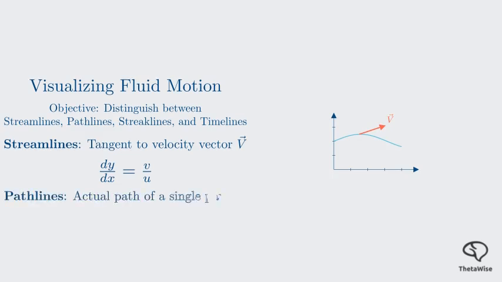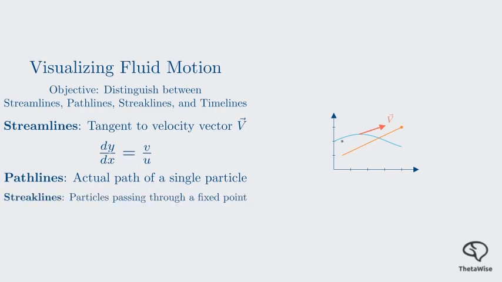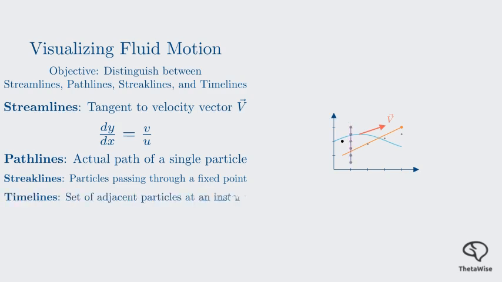Second, path lines. A path line is the actual trajectory traveled by an individual fluid particle over a period of time. Think of it like a long exposure photograph of a glowing buoy in the ocean. Third, streak lines. This is the line formed by all fluid particles that have passed through a specific fixed point. Imagine injecting smoke at a single point in a wind tunnel. The smoke trail is a streak line. Finally, timelines. These are formed by a set of adjacent fluid particles marked at the same instant in time.